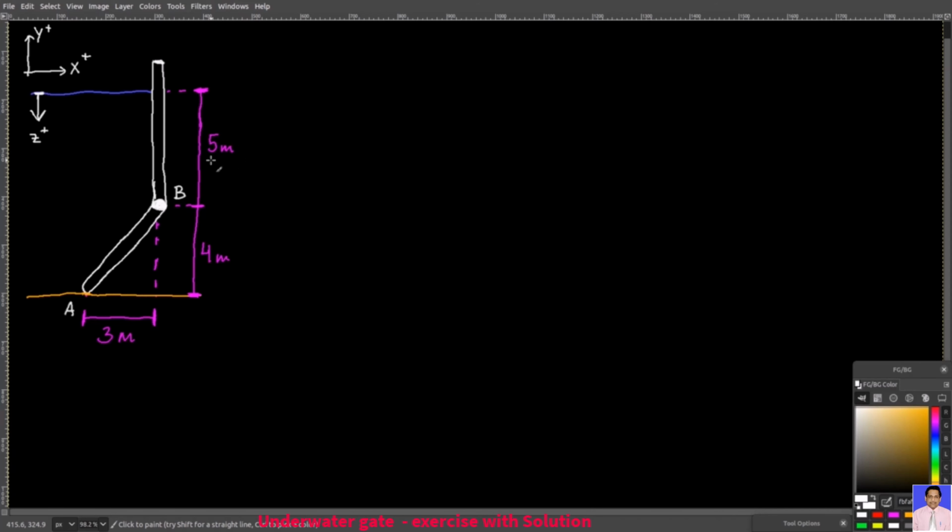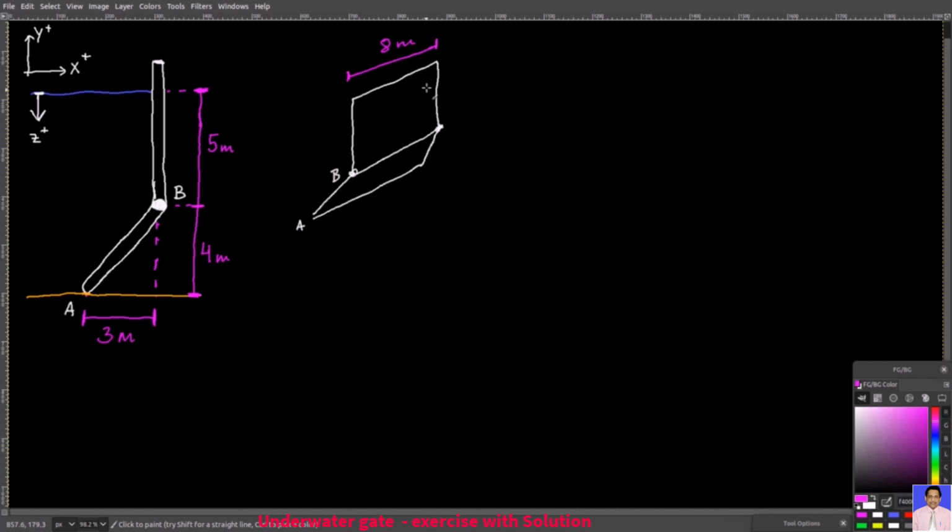Welcome back. I have a wall here, and on the left side of the wall you have water, and this wall holds the water back. Then I have the gate here, this AB section, that can rotate about point B. Right now, the gate is closed. The water that is held back by the structure exerts pressure on the gate AB.